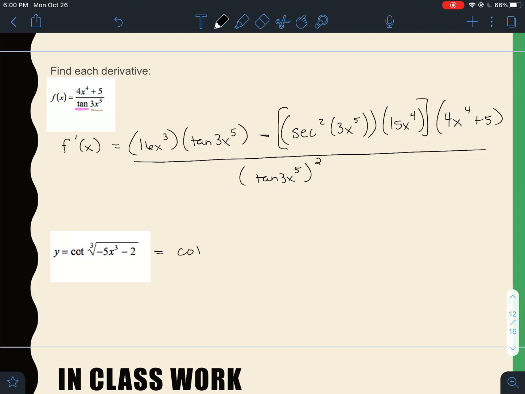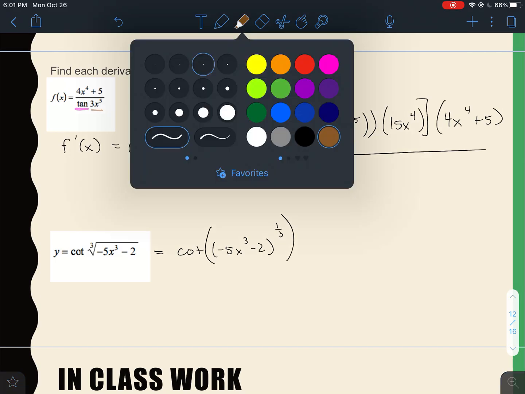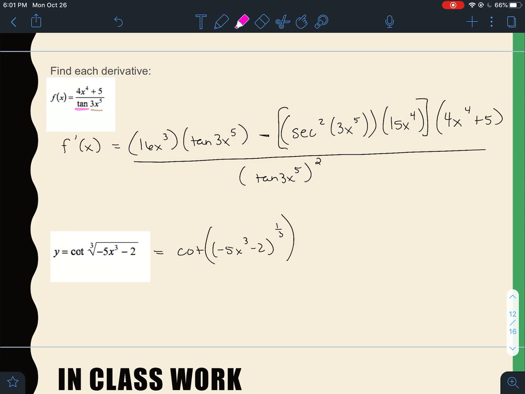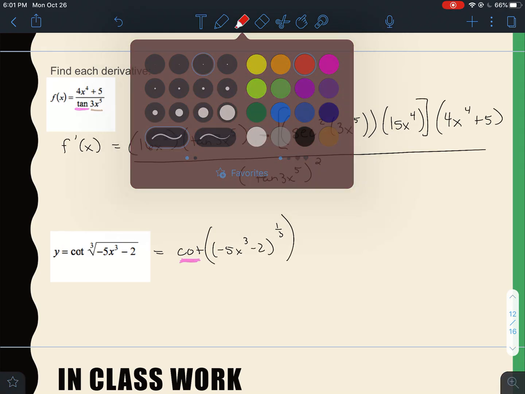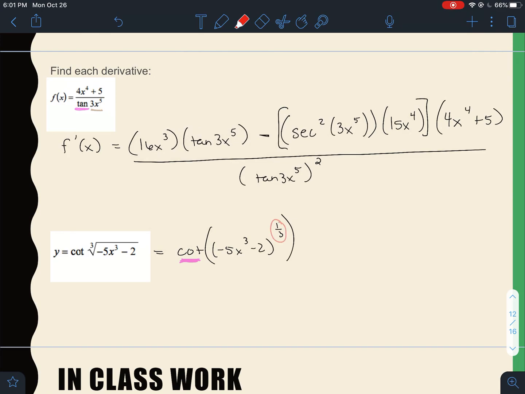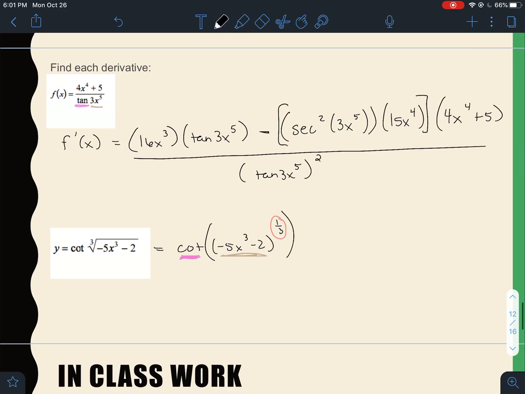On the next one, I'm going to rewrite it as the cotangent of (negative 5x to the third minus 2), that raised to the 1/3 power. So you've got to be careful. The most outside function is cotangent, but you have another outside function, so I'm going to make that one red. So my second outside function is 1/3, and then the most inside function is negative 5x to the third minus 2. So it's going to be chain within chain.